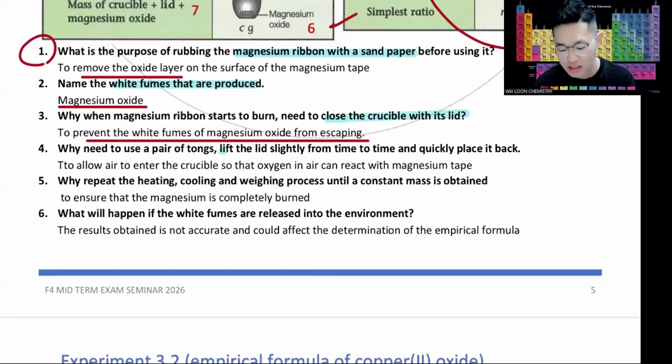Next, we have to lift the lid slightly from time to time. We have to open it. The reason is to allow air or oxygen to enter the crucible and react with the magnesium ribbon.